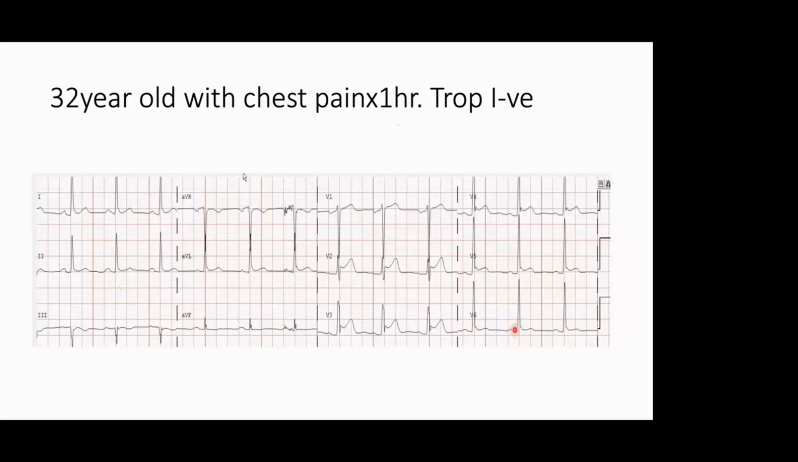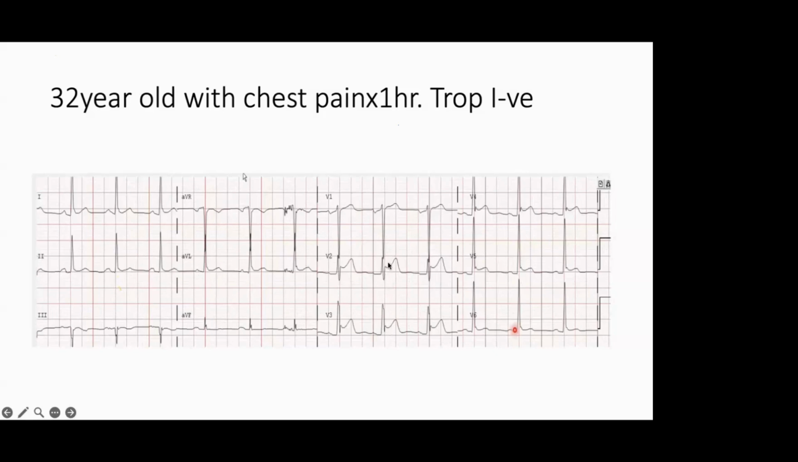R-wave progression is there. Then the ST elevation pattern is not that much. The J point is clearly seen. The S wave you can see properly here, but here it looks like the S wave is a little pulled up. Okay. Then there is no reciprocal change.